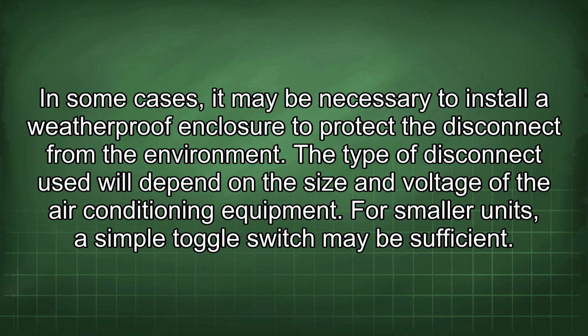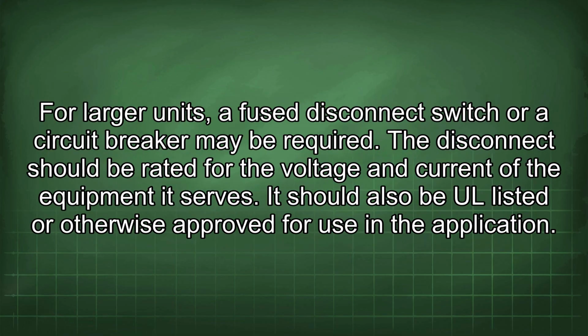The type of disconnect used will depend on the size and voltage of the air conditioning equipment. For smaller units, a simple toggle switch may be sufficient. For larger units, a fused disconnect switch or a circuit breaker may be required. The disconnect should be rated for the voltage and current of the equipment it serves. It should also be UL listed or otherwise approved for use in the application.